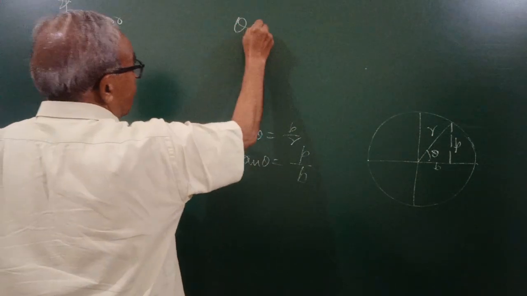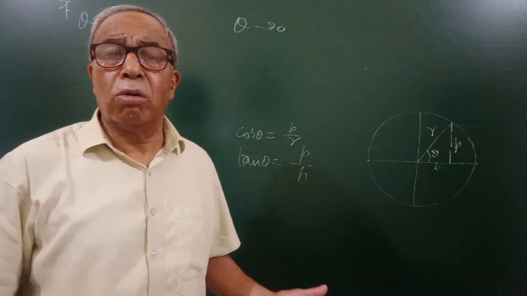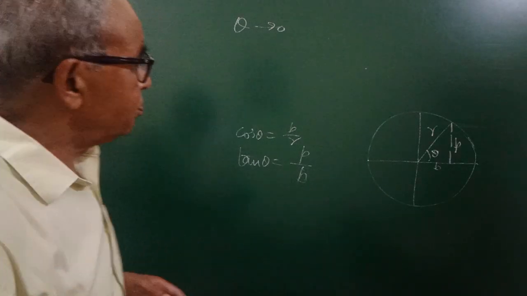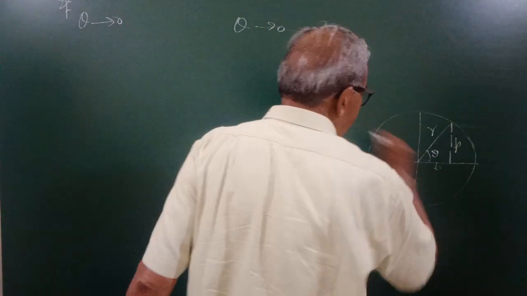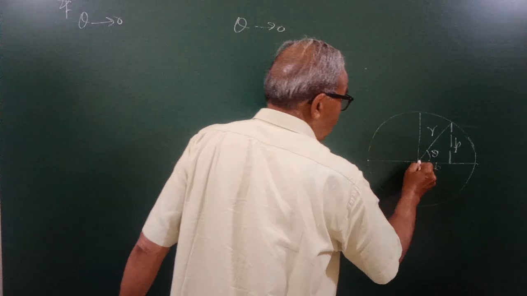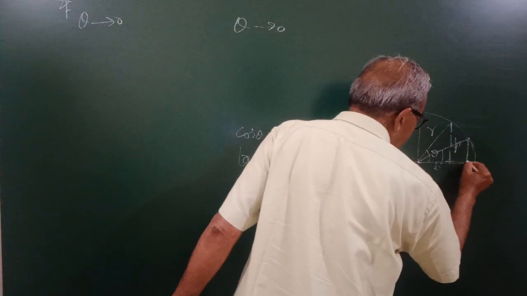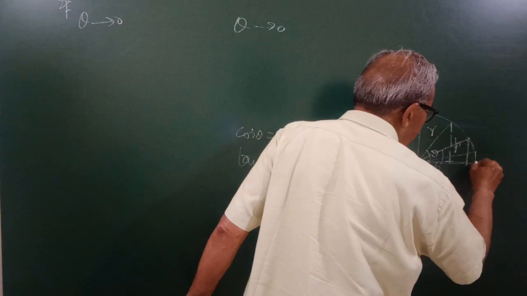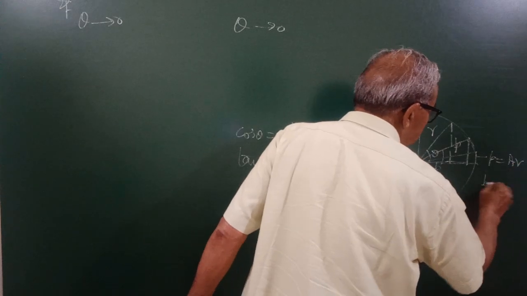One teacher told me theta tends to 0 means theta is very small. How small? 0.00001. No, not at all. I said, sir, please stop. I told him this approximation is true up to 15 degrees. Now, if theta becomes small, what happens? If theta is more, then the perpendicular has decreased and the base has increased. If it decreases further, then the perpendicular becomes the arc and the base is equal to the radius.